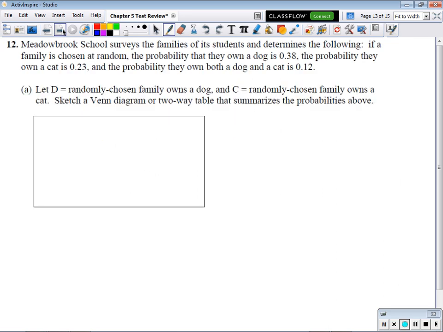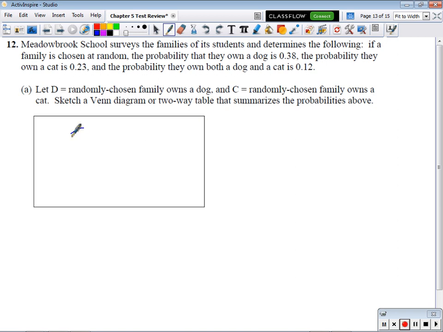For number 12, it says Meadowbrook School surveys the families of its students and determines the following. If a family is chosen at random, the probability that they own a dog is 0.38, the probability that they own a cat is 0.23, and the probability they own a dog and a cat is 0.12. So part A says a randomly chosen family owns a dog. C is the randomly chosen family owns a cat. Sketch a Venn diagram or a two-way table that summarizes the probability.